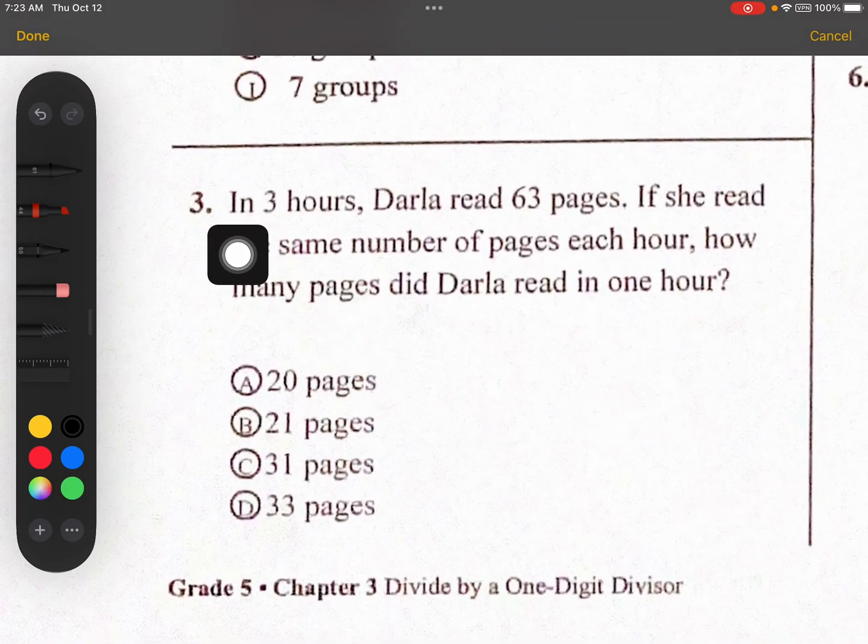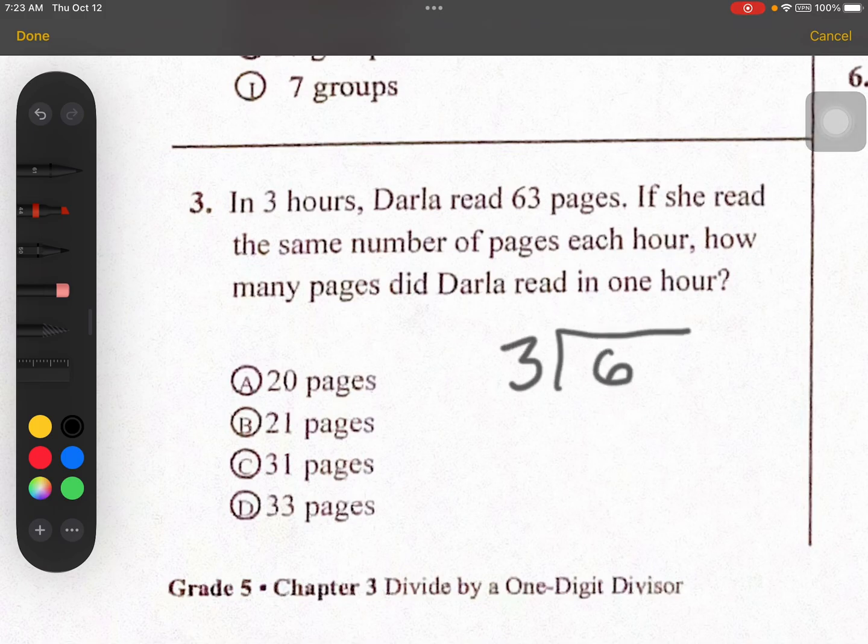Number 3, in 3 hours, Darla read 63 pages. If she read the same number of pages each hour, how many pages did Darla read in 1 hour? Okay, so here's how you set it up. 3 and 63. Figure out how many pages she read in 1 hour.